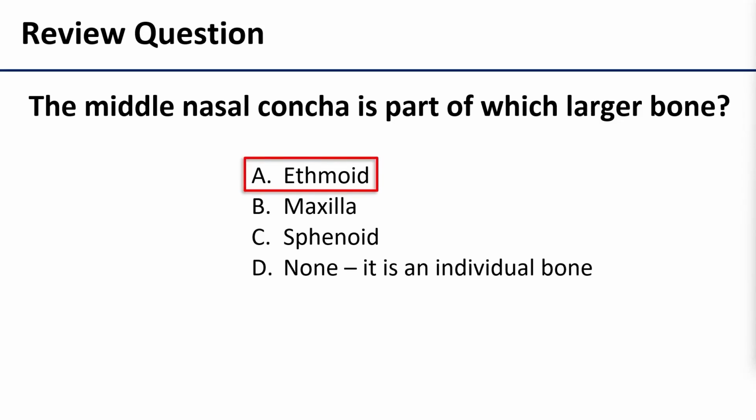And the correct answer is the ethmoid. The ethmoid contributes quite a lot to the nasal cavity. It has entrances to a number of sinuses, and it contributes to both the lateral and medial walls.